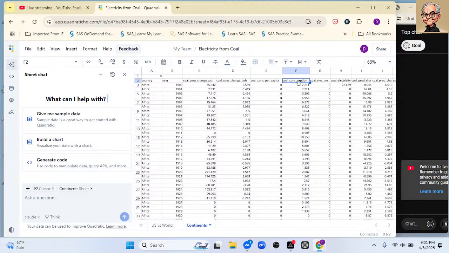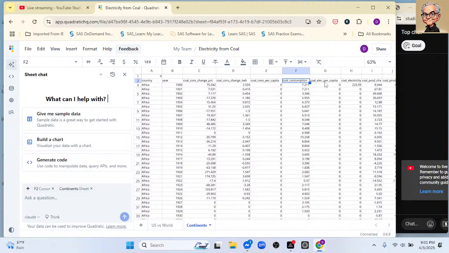So this would be coal consumption per capita. This is total coal consumption. This is coal electricity per capita. Now the question is, outside the U.S., how much coal is actually being used?